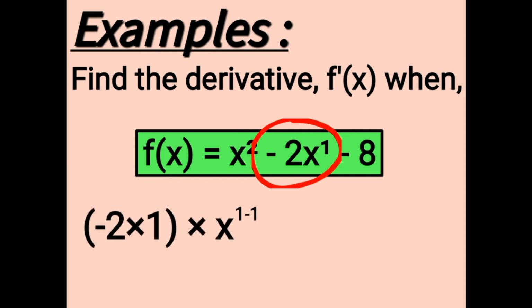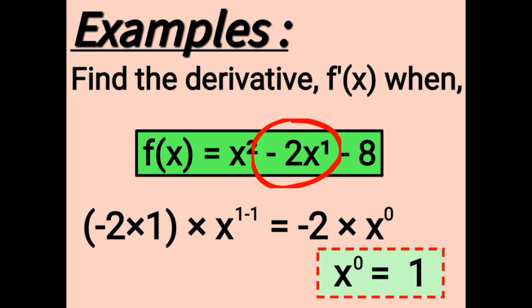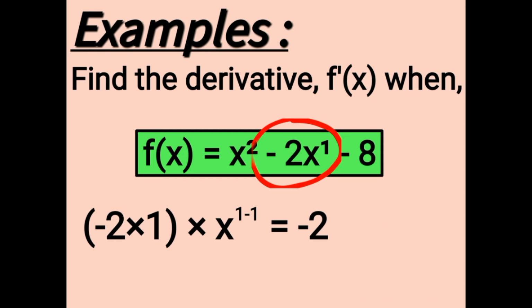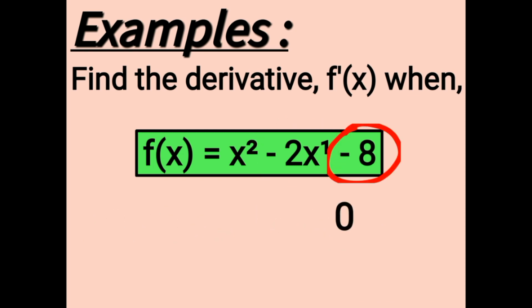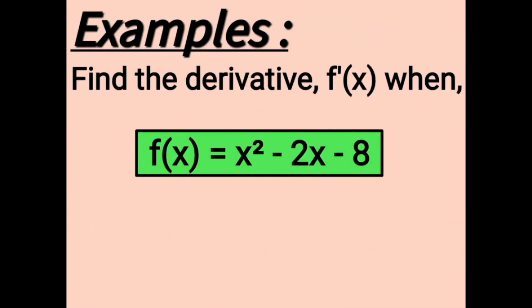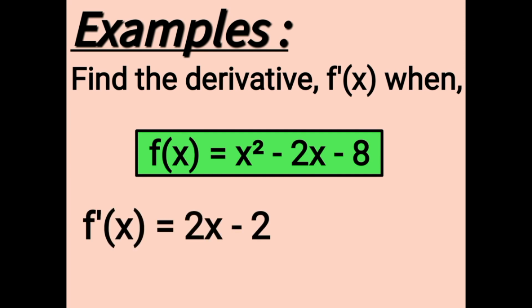minus 1, as we multiplied the constant minus 2 by the power, in this case 1, and then subtracted 1 from that power. So minus 2 times x to the power 0 equals minus 2 times 1, as x to the power 0 equals 1. Then it's minus 2. Now differentiating minus 8 gives us 0 as constant terms disappear when we differentiate. So when f x equals x squared minus 2x minus 8, the derivative f dash x equals 2x minus 2.